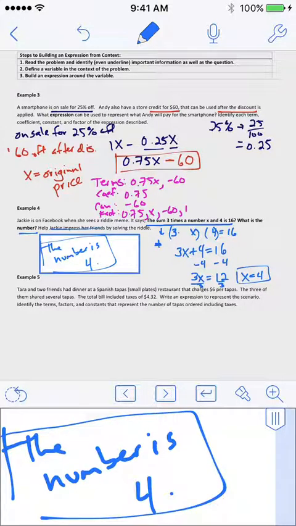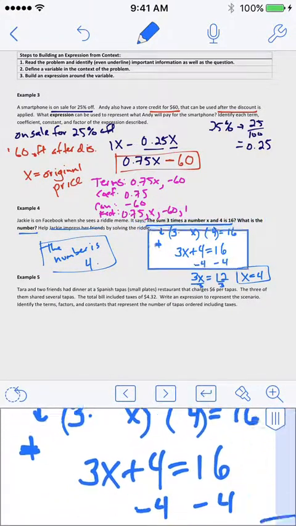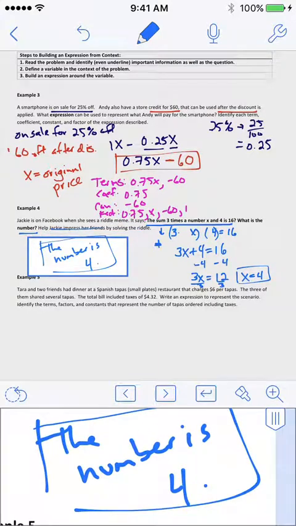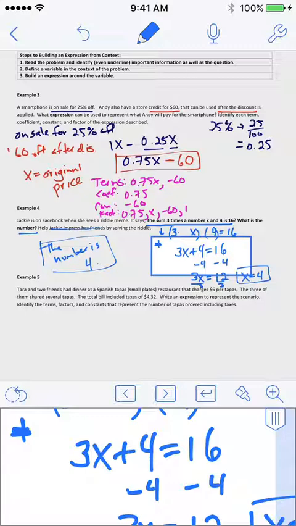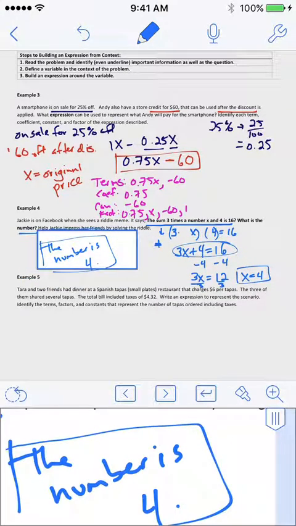Now, because we actually found an answer, that must have been an equation, right? An equation has an equal sign. This is not an expression, but still important to be able to translate that stuff. Being able to translate things like the sum of 3 times a number and 4 is 16, into something you can actually use. And now Jackie can go impress her friends. The number is 4. Haha, she's so smart.